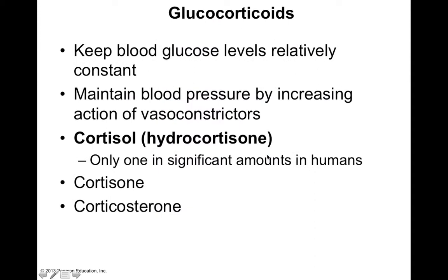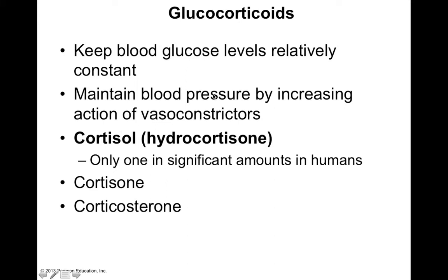So if you remember, we talked about how the glucocorticoids were released from zona fasciculata, and they mainly include cortisol, which is also called hydrocortisone. Now, the effects of cortisol are going to help keep blood glucose levels relatively constant. It's going to help maintain blood pressure by increasing the action of vasoconstrictors, or basically constricting your blood vessels to keep your blood pressure up.